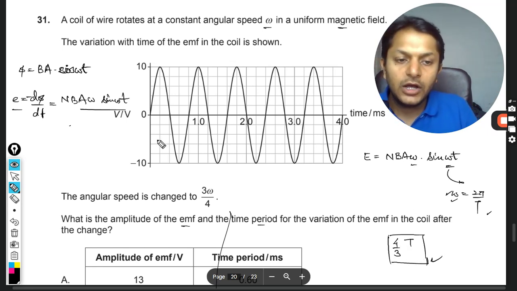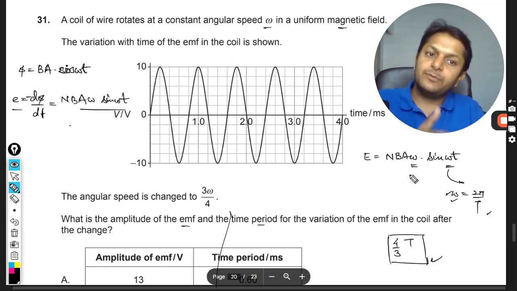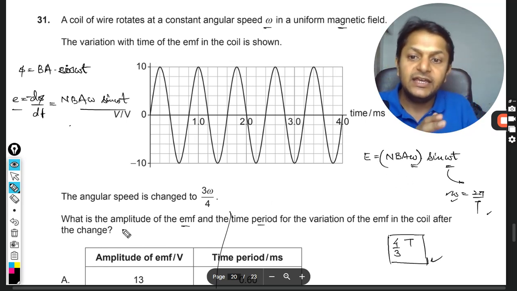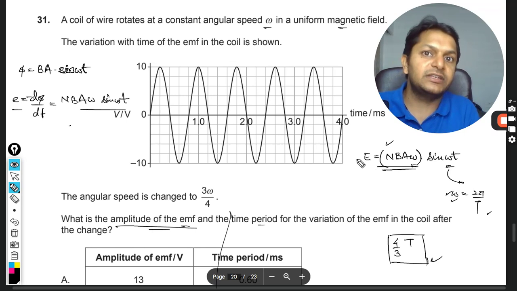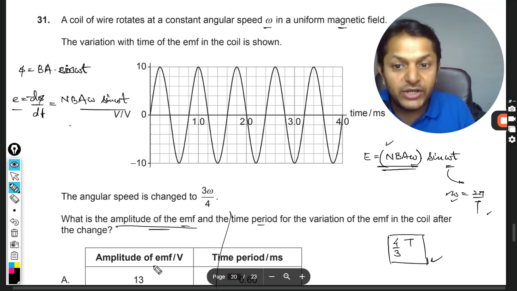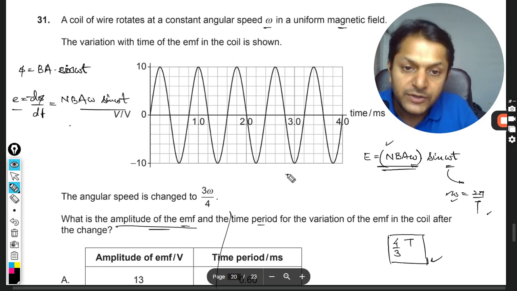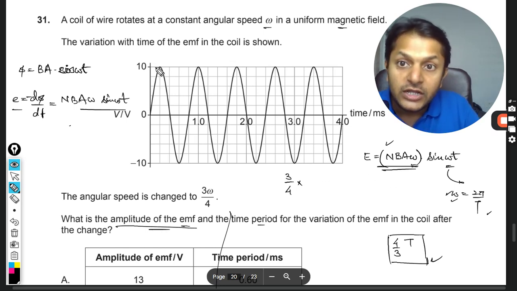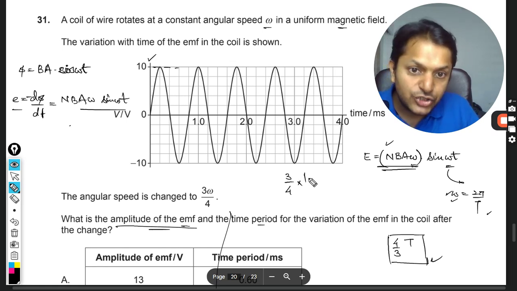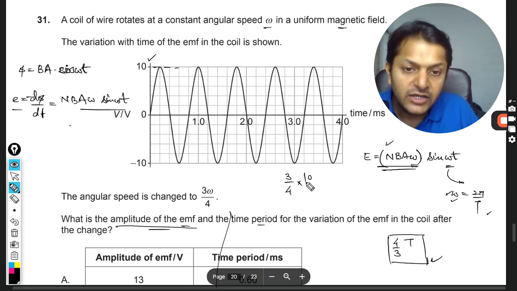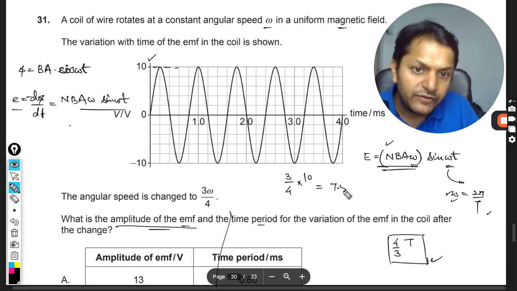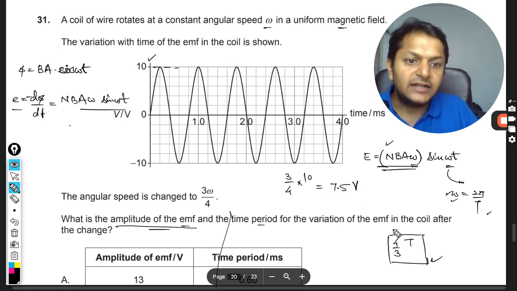Now, omega is coming at the second place also, which is exactly in the amplitude of the EMF. So the amplitude of the EMF is directly proportional to omega. Omega is multiplied by 3 by 4, which means the amplitude is also 3 by 4 times the earlier one. Earlier it was 10, so you multiply 10 by 3 by 4. So it is 7.5 volt. And the time period is 4 by 3 T.